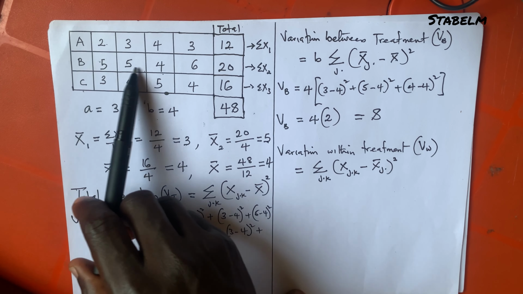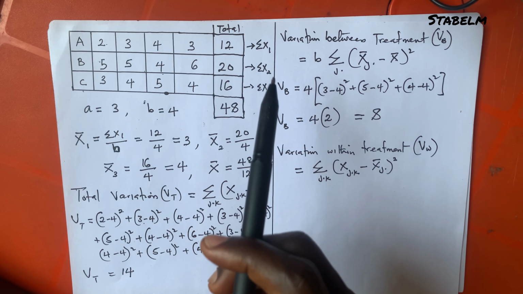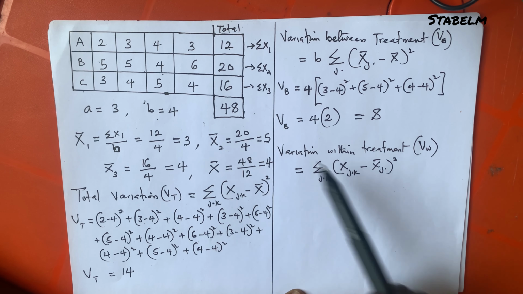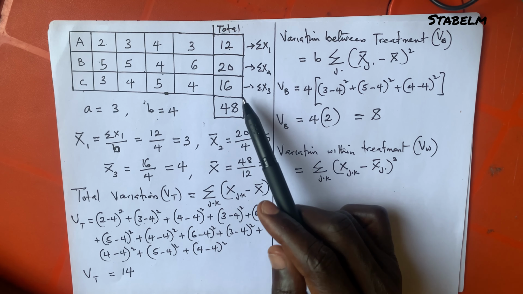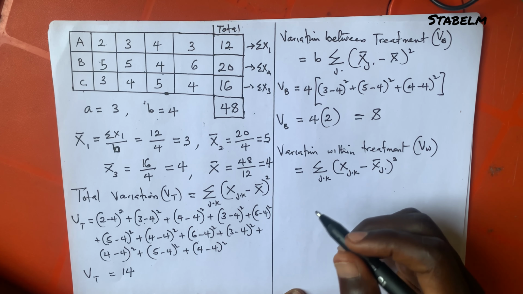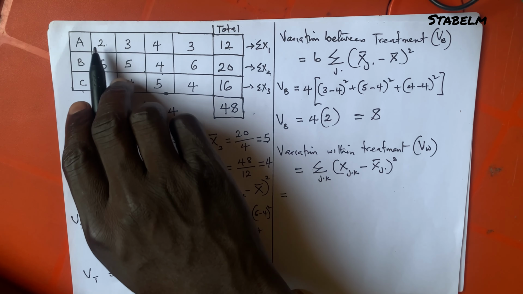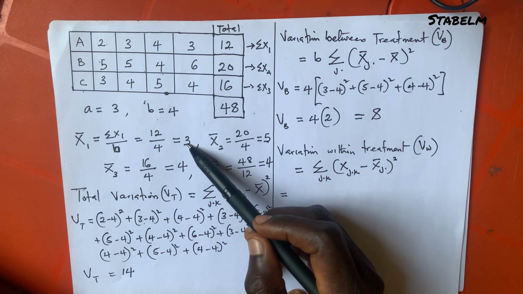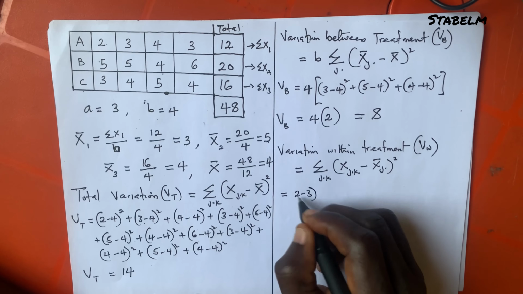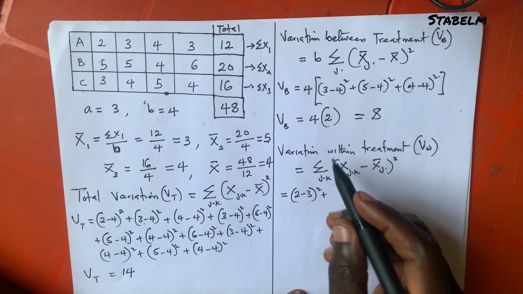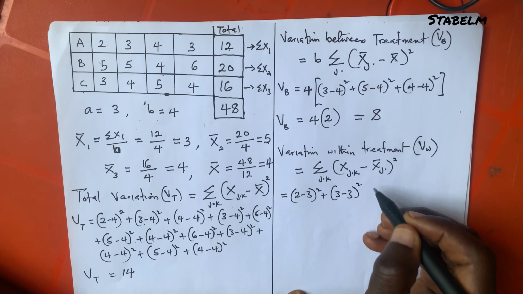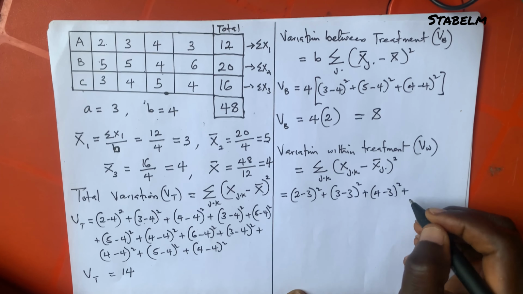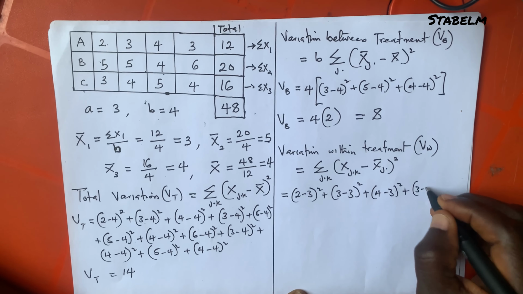for the second row, each value in the second row minus the mean for row 2, which is 5, and the same thing is going to happen to the third row. So what does that mean? This is how we translate that. For the first row, each value in the first row minus the mean of the first row. So we say 2 minus 3 squared, 3 minus 3 squared plus 4 minus 3 squared plus 3 minus 3 squared.